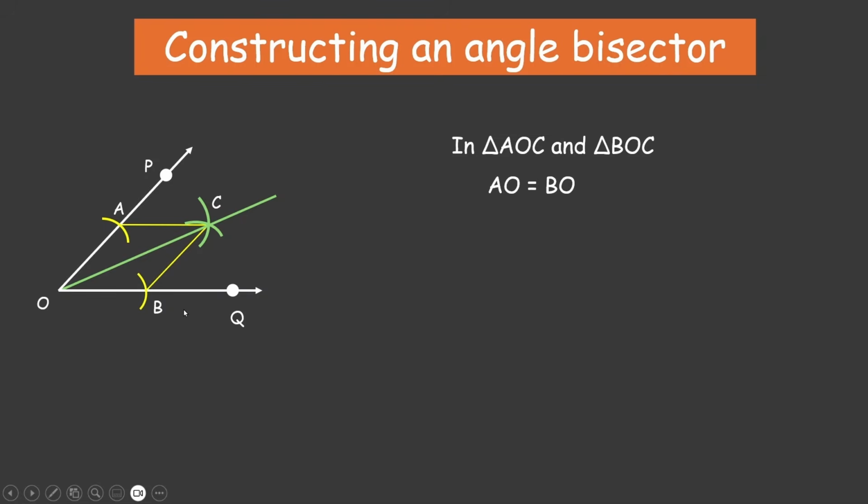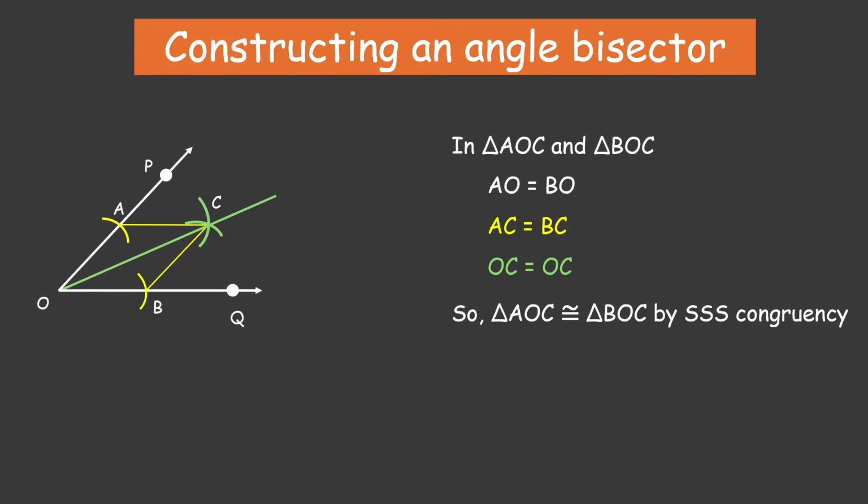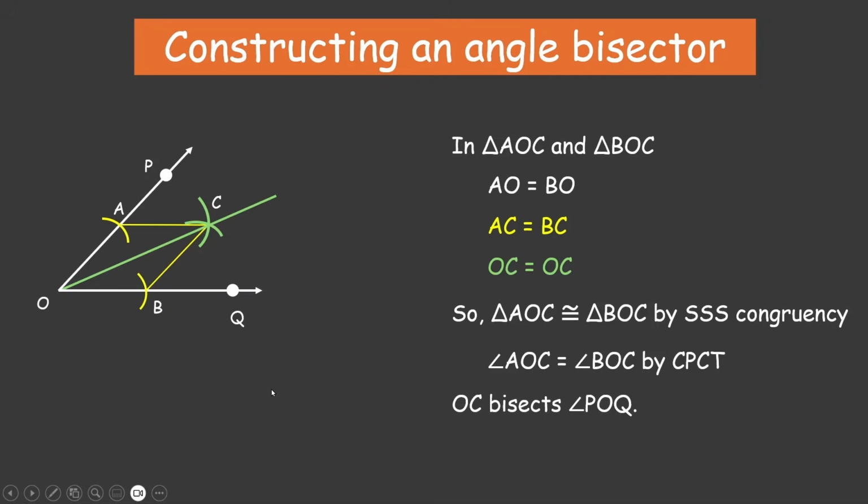So OA is equal to OB. Then AC is equal to BC. Once again, because we drew these two arcs of equal lengths, right? And lastly, OC is common. So in these two triangles, all three lengths are equal, right? So triangle AOC is congruent to triangle BOC by SSS congruency. And by CPCT, corresponding parts of congruent triangles, angle AOC is equal to angle BOC. So we can say that OC bisects angle POQ.